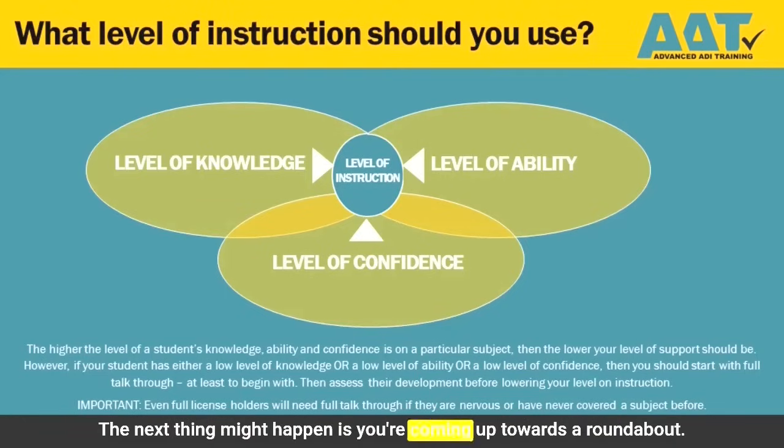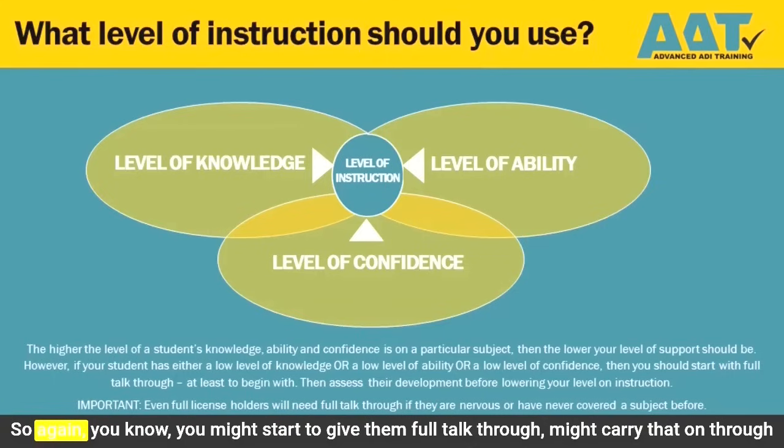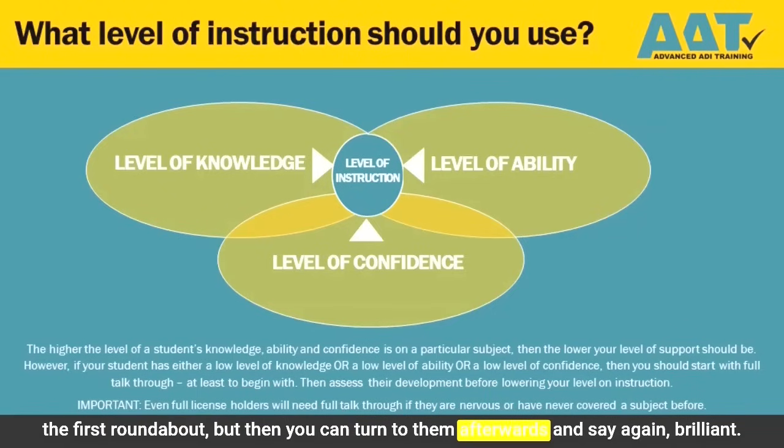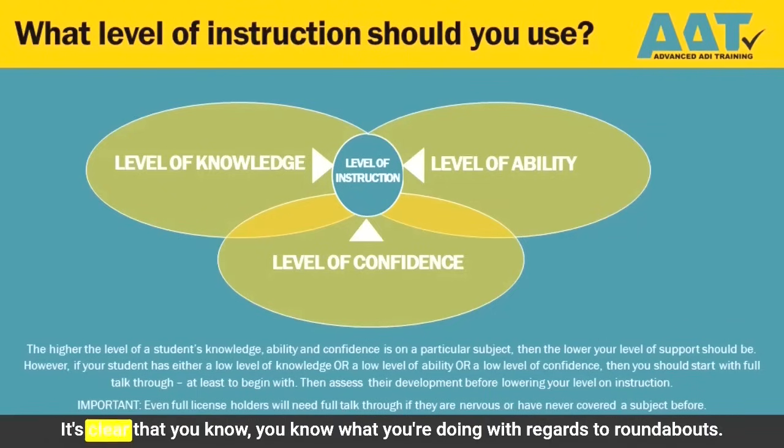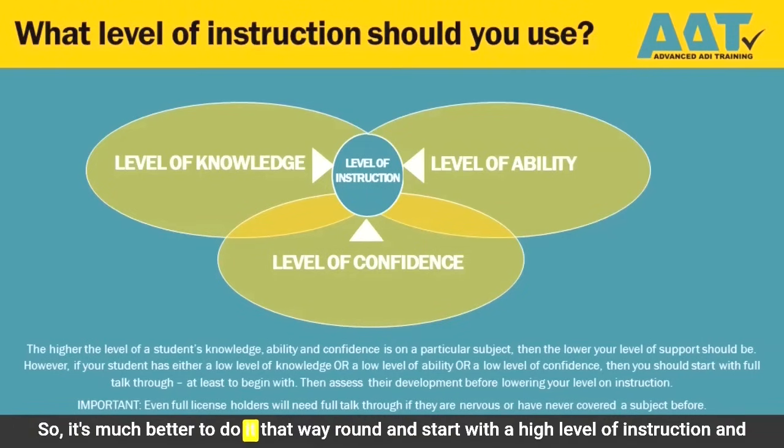The next thing that might happen is you're coming up towards a roundabout. You're ready to talk them through it, but then they're giving you clear visual clues through the way that they're handling the car that again, they understand what they're doing and how to do it. So again, you might start to give them full talk through and carry that on through the first roundabout, but then you can turn to them afterwards and say, again, brilliant. It's clear that you know what you're doing with regards to roundabouts. So the next roundabout, unless I absolutely need to, I'll just back off and let you get on with that on your own.